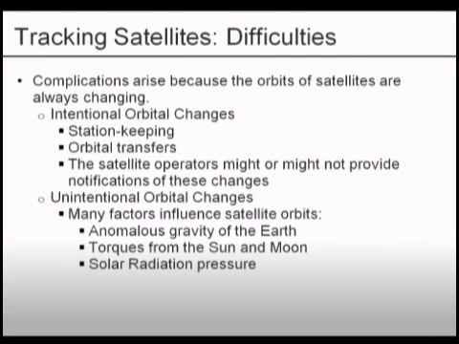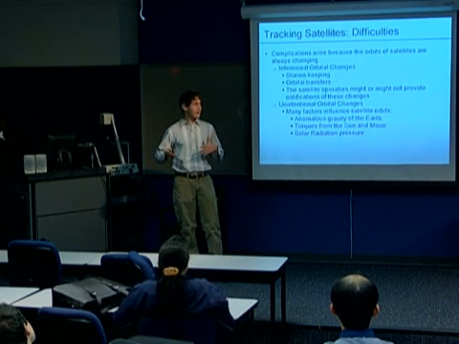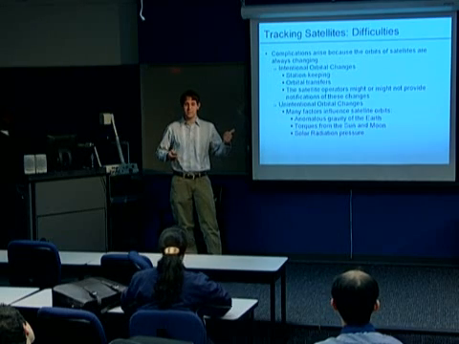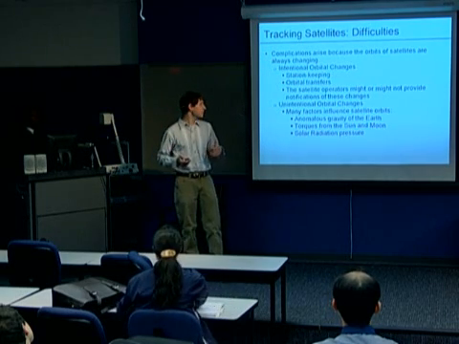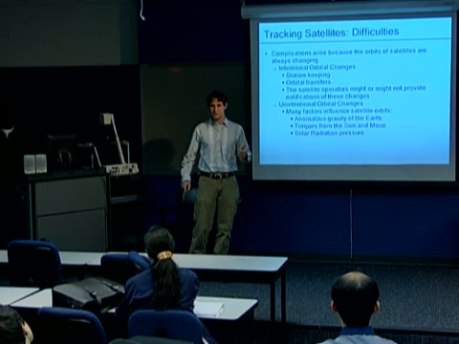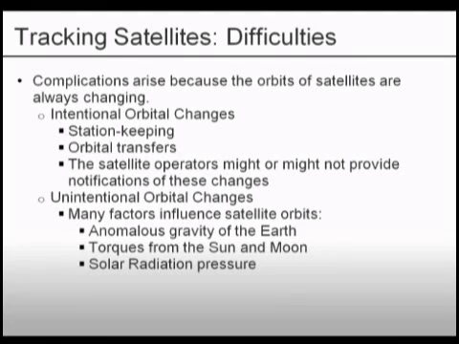Next slide. The difficulties in the first step of tracking the satellites are that the orbits are always changing, whether they're intentional changes such as station keeping, just adjusting your orbit to not decay or anything like that, or whether you're specifically changing your orbit, transferring to a new orbit. Those are changes that we have to watch out for. And as I said, we might either be informed or not informed, so we have to track satellites continuously to determine.